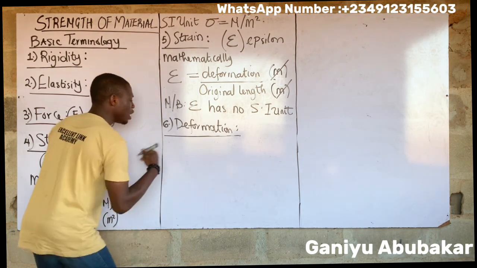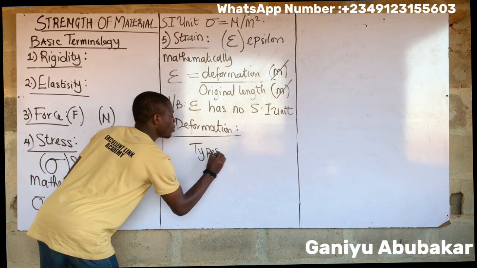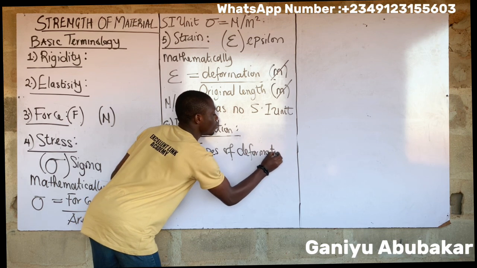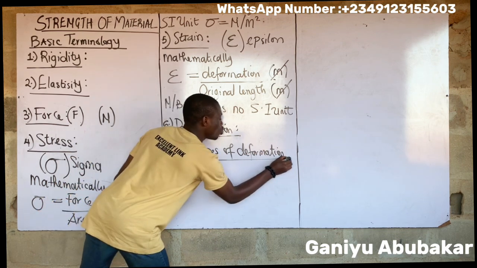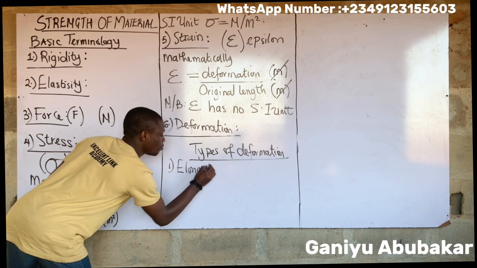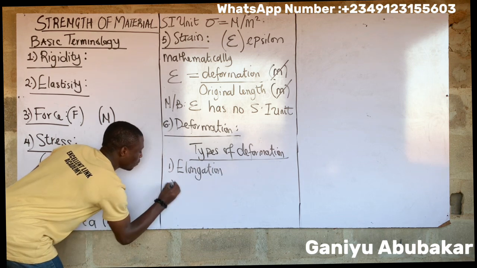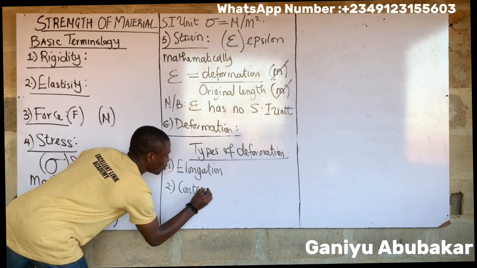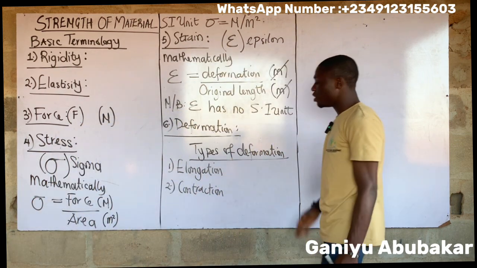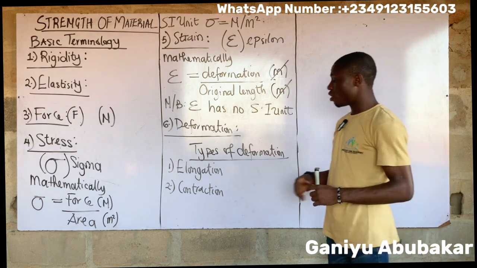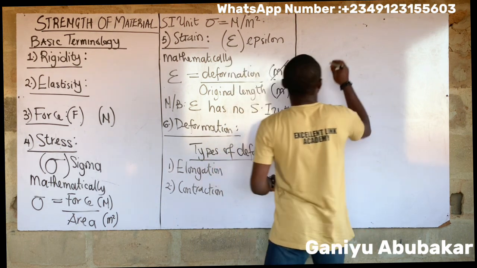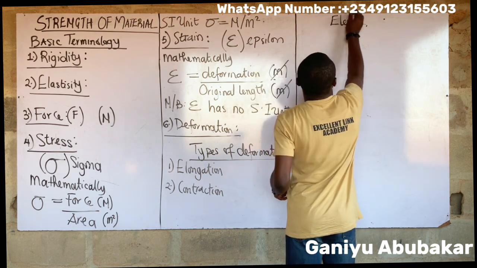At this point, let's look at types of deformation that we have. There are two types of deformation. Number one, we have the elongation, and number two, we have the contraction. Let's look at this one after the other. Let's have the first one called the elongation.